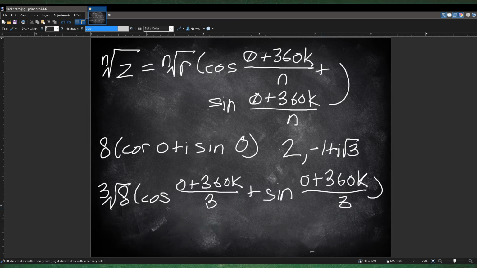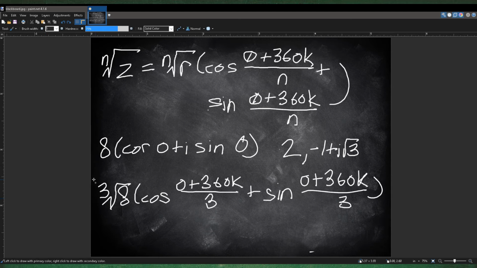So the three answers are 2, negative 1 plus i square root 3, and negative 1 minus i square root 3. You can plug this into your calculator and raise it to the power of 3, and you know it's going to be correct, because negative 1 plus i square root 3 raised to the power of 3 should equal 8, and negative 1 minus i square root 3 raised to the power of 3 is also 8. So that's how you know it's the correct answer. Those are the complex roots, and that's basically the process.